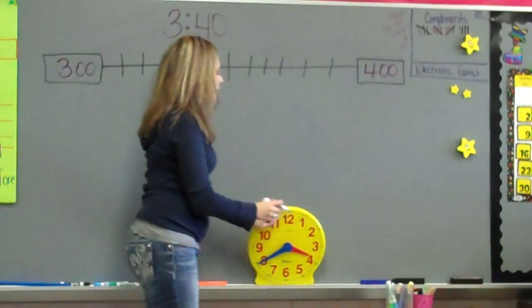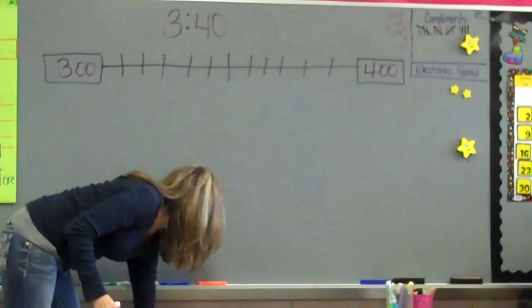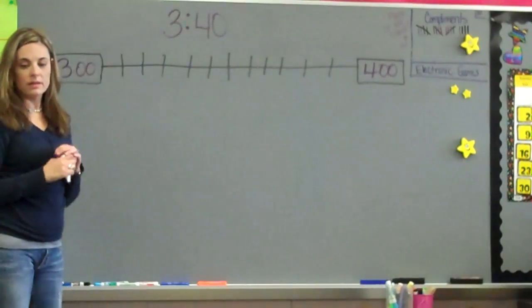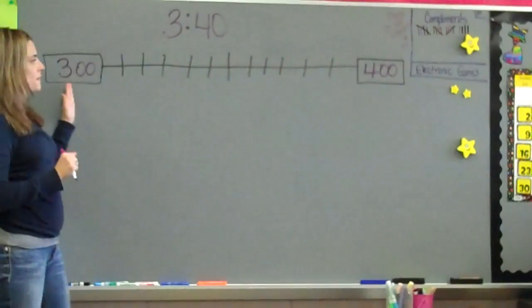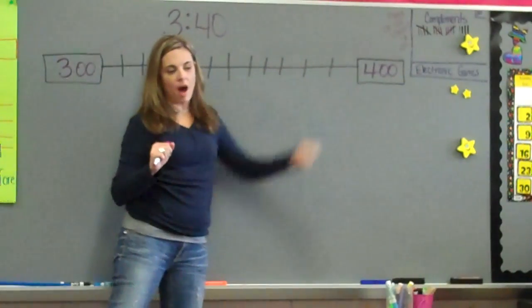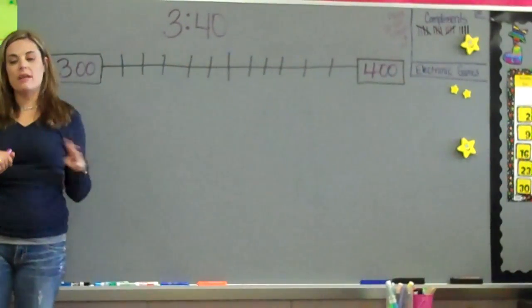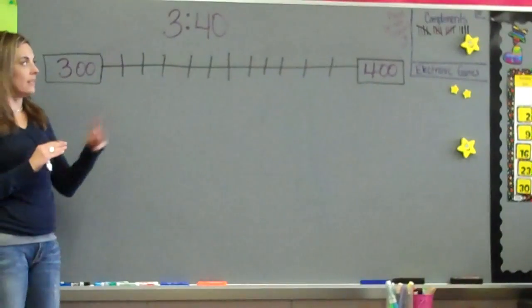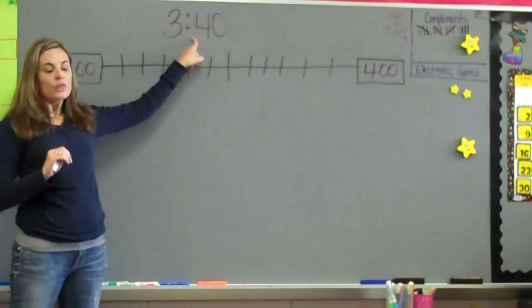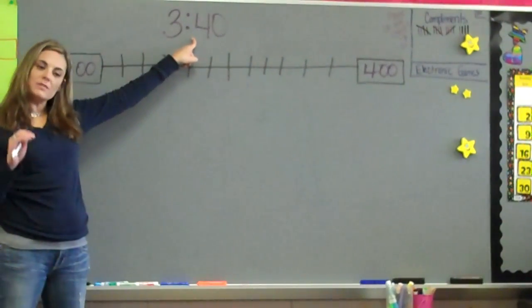Okay, so the first thing I do is I write my time. That's step number 1. Step number 2 is I fill in my hours in the box. Step number 3, I find my time on a line. What time is it? 3:40. I'm going to find my time on the line.